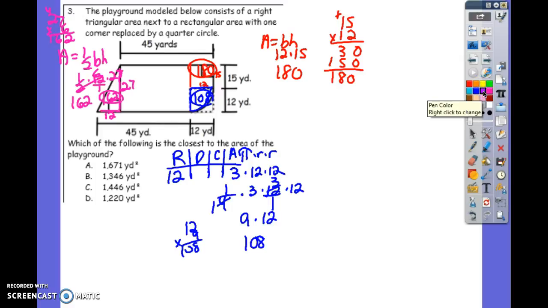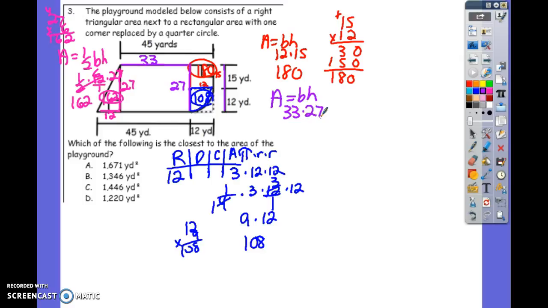Now we're going to need to do this rectangle part here in the middle. So we know that this rectangular part right here, we're going to have to figure out what this length is. Well, from here to here is 45, and from here to here is 12. So this is going to be 45 minus 12, which is going to be 33. From here to here is going to match with these two, 15 plus 12, so that's going to be 27. So the area of my rectangle, again, area equals base times height, is going to be 33 times 27.